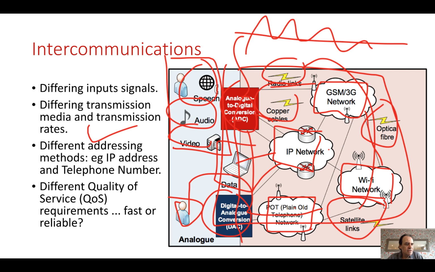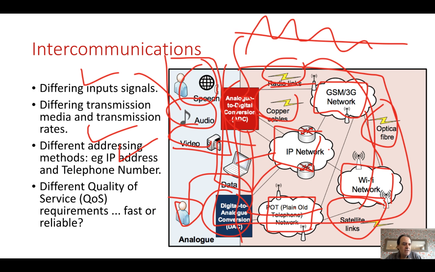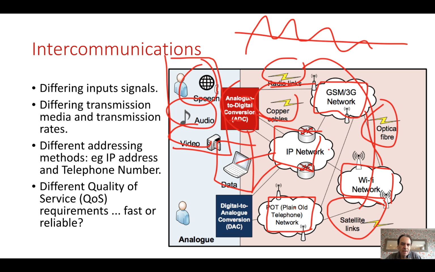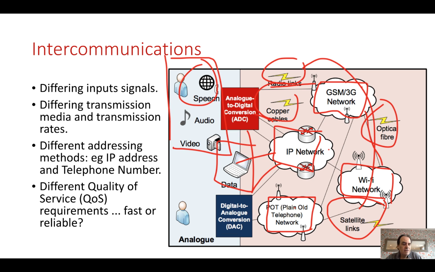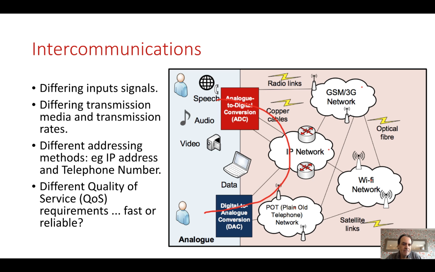So there are different media, different transmission rates, different types of signals, and also different types of addressing. We might use an IP address to go from one place to the next, or we could use a telephone number, or there are also other addressing schemes. Along with this, we have what's called quality of service. Each of the different media types has a different requirement for the communication channel. Some require fast communication speeds and guaranteed ones. Other ones just require a fairly low delay in propagating the data.